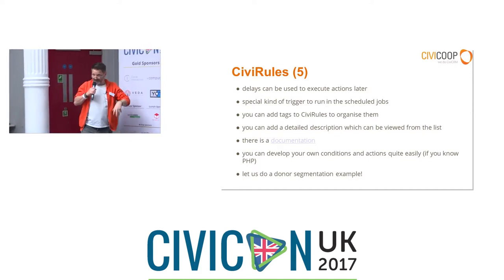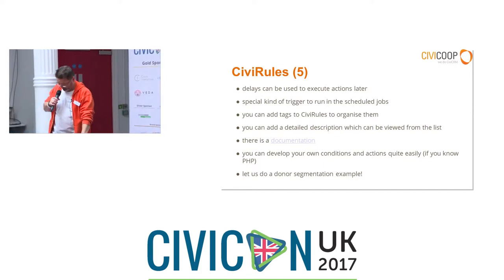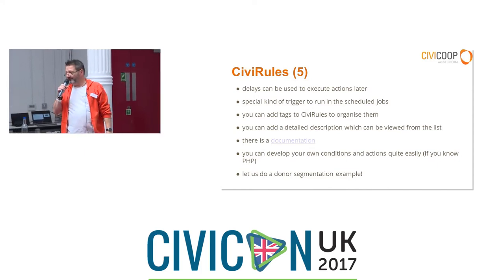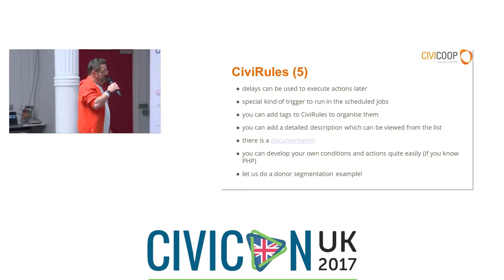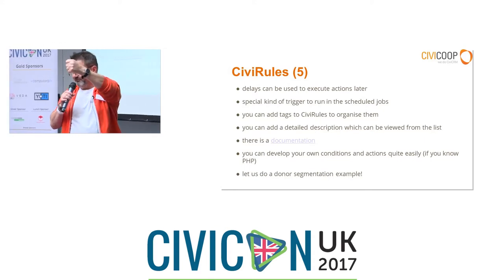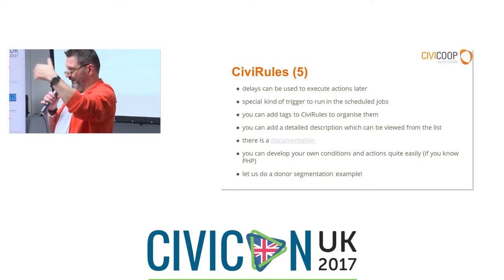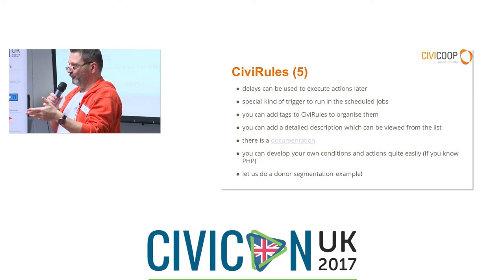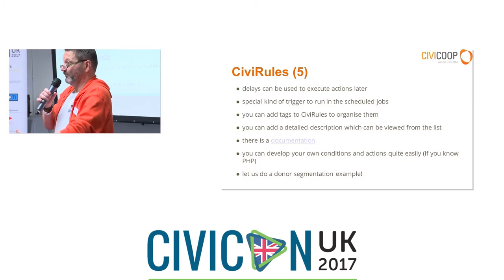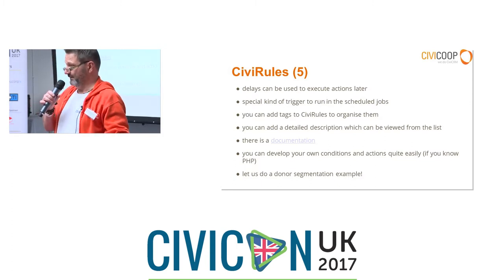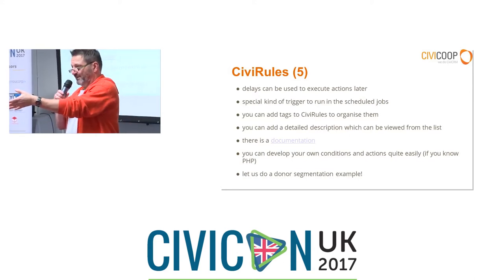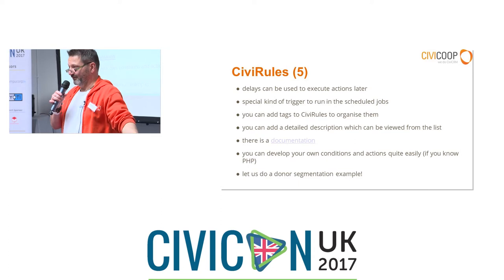And a couple of things before we get into showing you what they look like and actually devising one. Civi rules also have delays, which means you can set up a rule and say, if this trigger happens, and if the conditions are met, this action should be executed 2 weeks later, or 5 minutes later, or a month later. So you can do things like, if someone donates, I automatically want to send them an email 4 weeks later asking for a next donation.